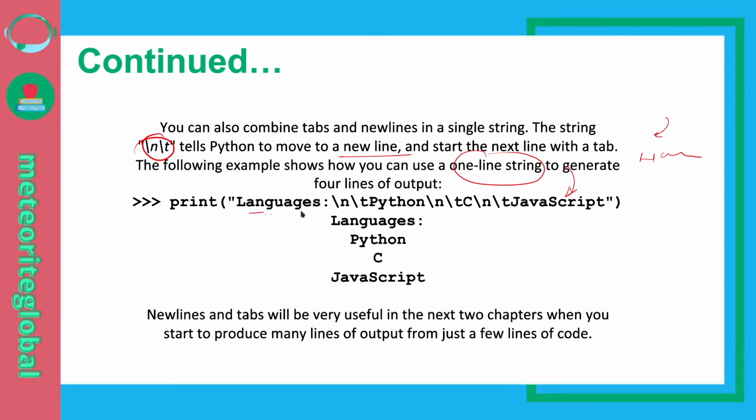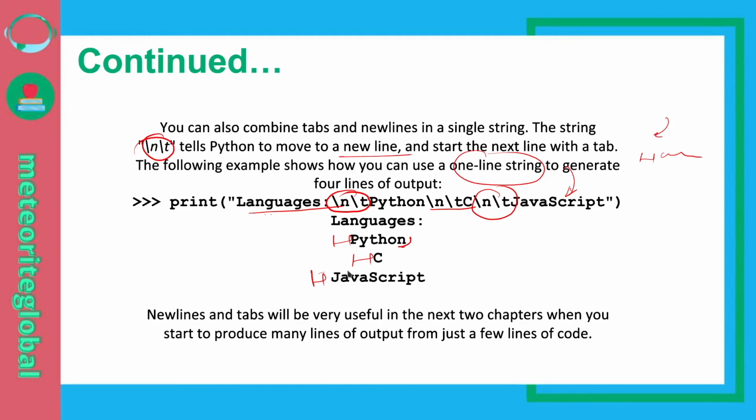So print languages, backslash n backslash t. So backslash n gives me the next line, backslash t gives me a tab, and then again backslash n backslash t, then C, that gives me a next line and then again a tab, and then backslash n backslash t JavaScript. Here there should be an indentation, but because Microsoft PowerPoint center-aligned everything, we don't have the same indentation right there.